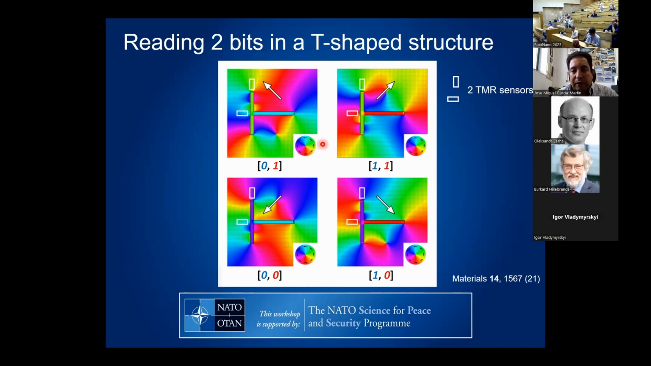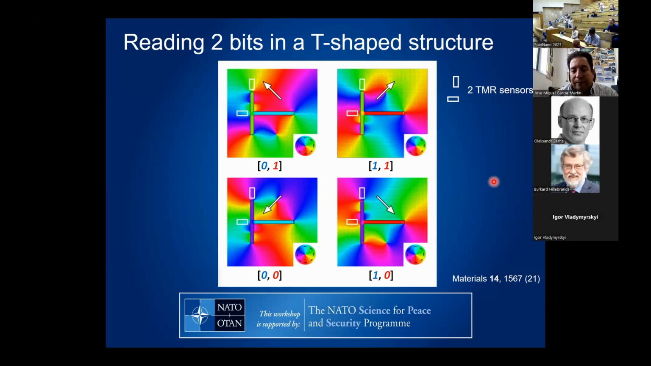So we will need 2 sensors based in our reading head, 2 tunneling magnetoresistance sensors. One could be placed at the end of the vertical branch, so we can know if it is pointing upwards or downwards. And another one would be focused to measure the stray field coming from the horizontal branch. So it can be rightwards or leftwards.